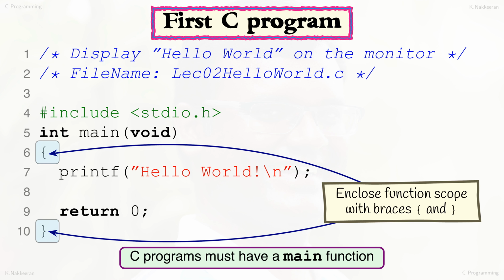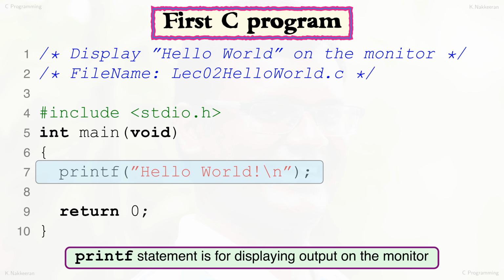Function has a body, also called the scope, that is enclosed by the braces, as in line 6 with the opening brace and line 10 with the closing brace. Later, we will look into the details of functions.